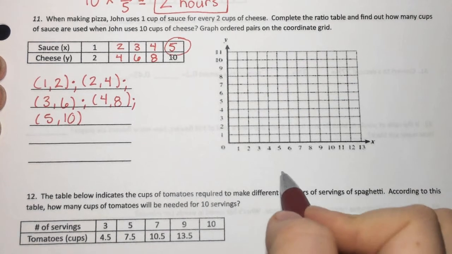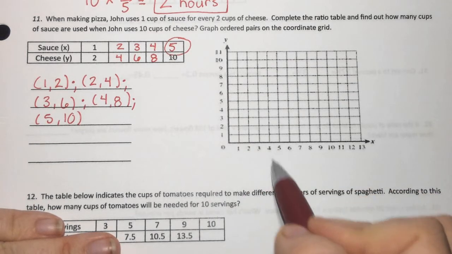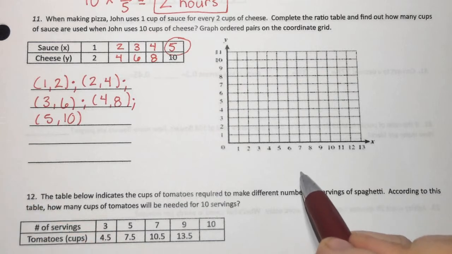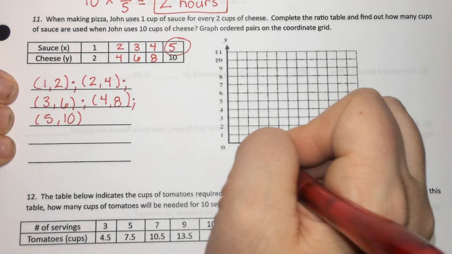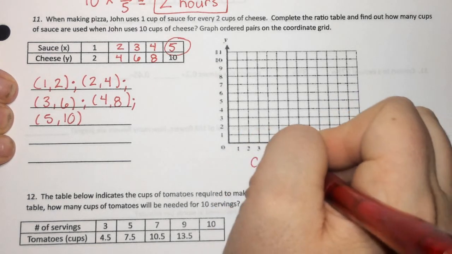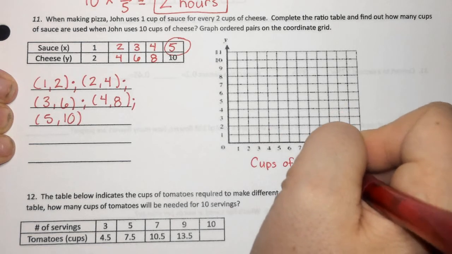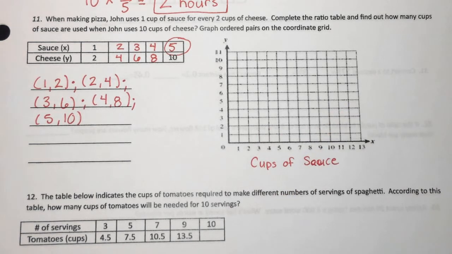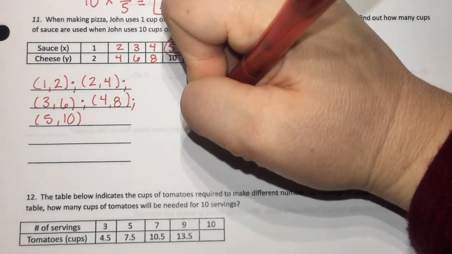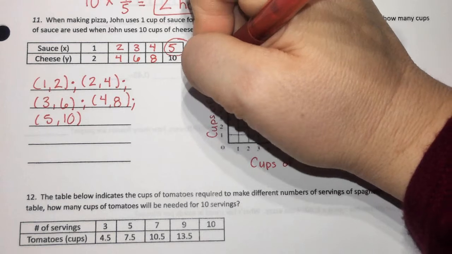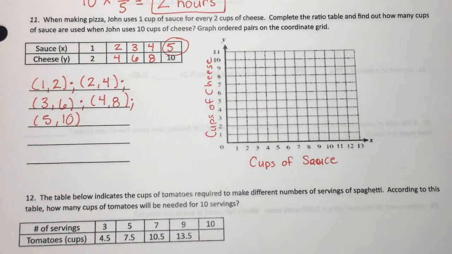Now let's think about this for a second. If I just write sauce here, would 1 sauce, 4 sauce, 10 sauce make sense? No, what do I need? Cups of sauce. If you just put sauce, just please add that in there. Cups of sauce. All right, so then my Y is going to be talking about cups of cheese. Cups of cheese. Okay. All right, now we're able to graph this.